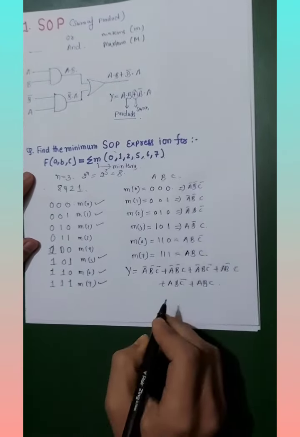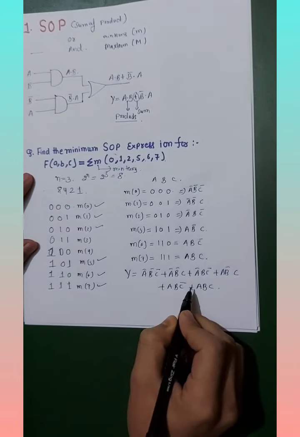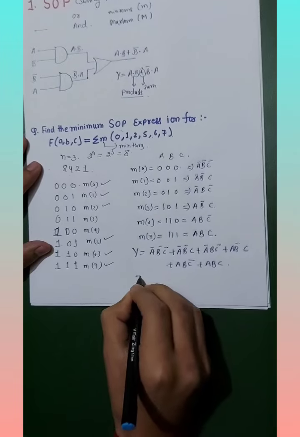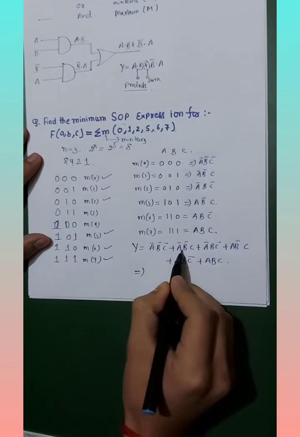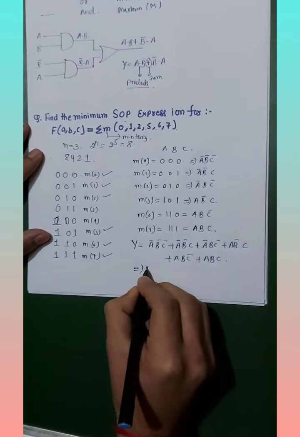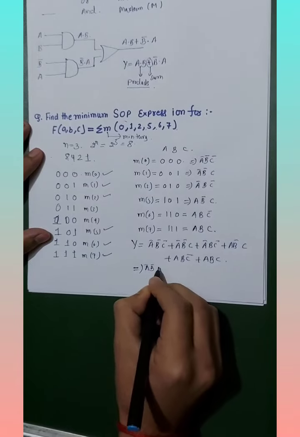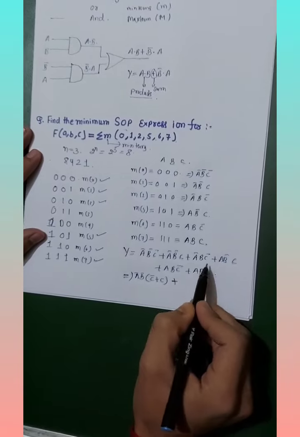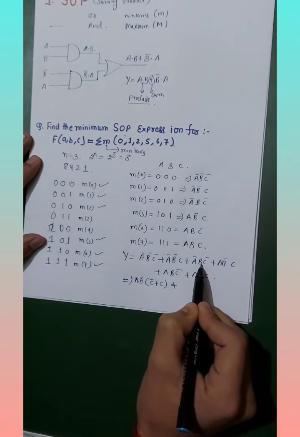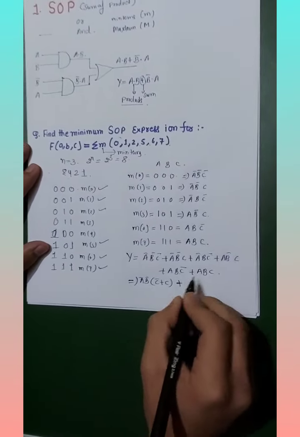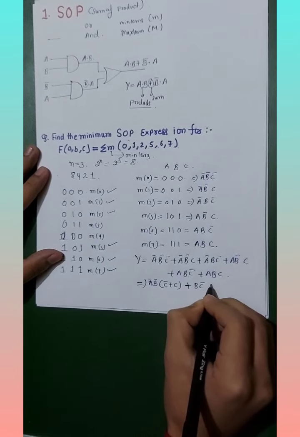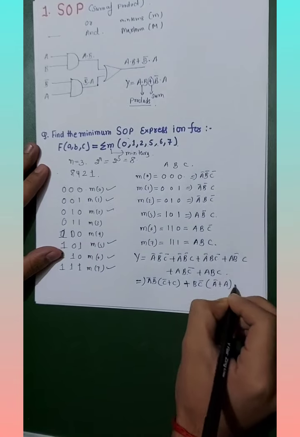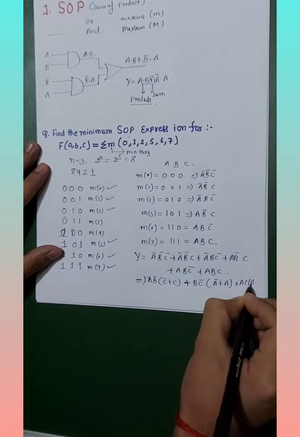Now our task is to minimize this function. Okay, now let us see. After seeing these expressions, we can take a bar b bar common, then c bar plus c. Then we see that b bar c bar is common, b c bar is common, so we can write a bar plus a, and in the last we can take ac common and b bar plus b.